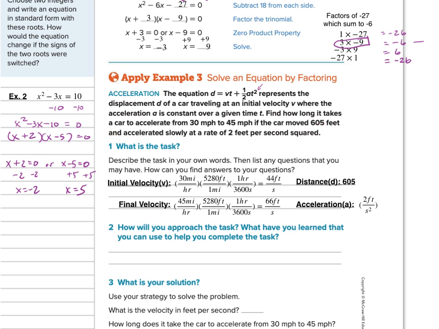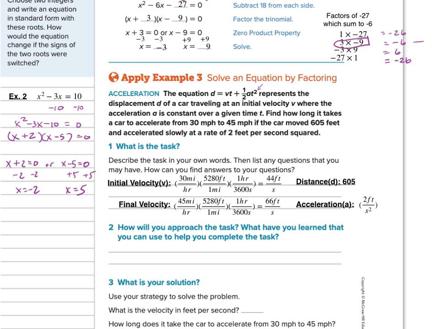So that sounds like, goodness, what could that be? My distance, right? And accelerated slowly at a rate of 2 feet per second squared. Acceleration is 2 feet per second squared.